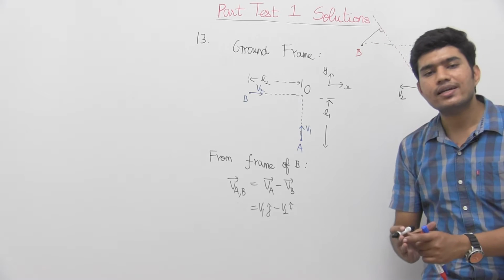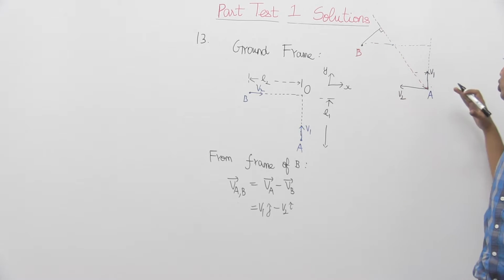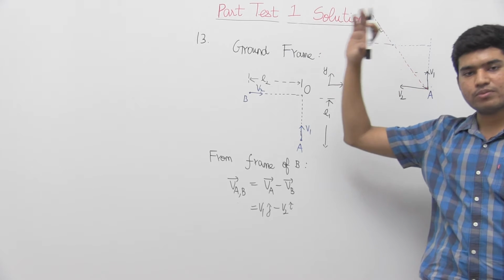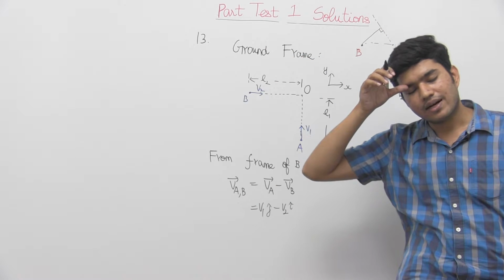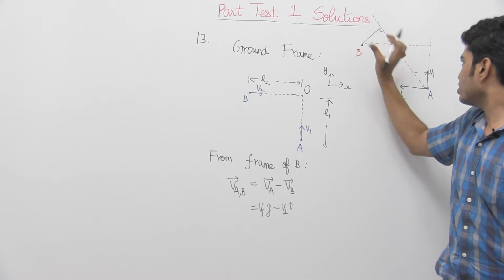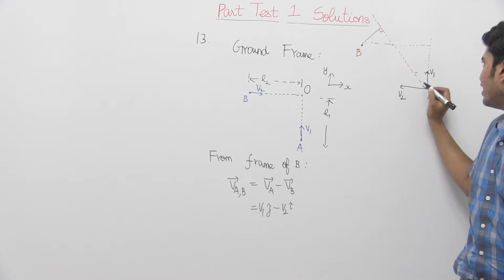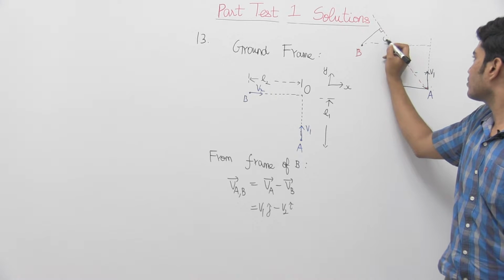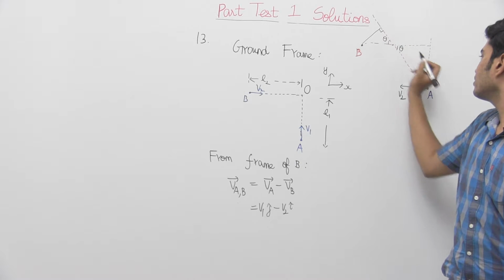This thing should be clear, that from the frame of B, the motion of A is like this. For an observer with B, the motion is like this. So what is this distance? Let us try to find this out. First of all, let me take this angle theta. This is also theta. This is also theta.